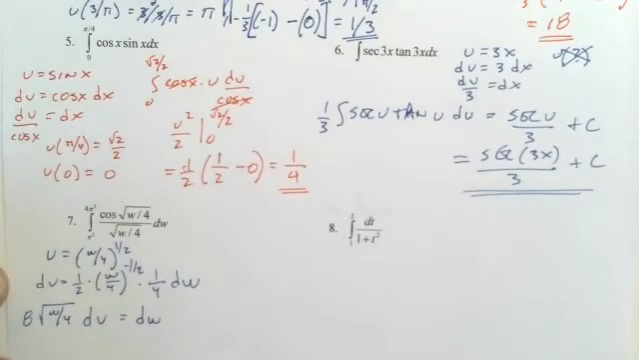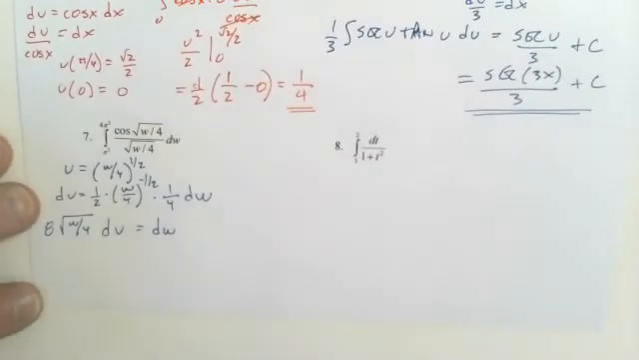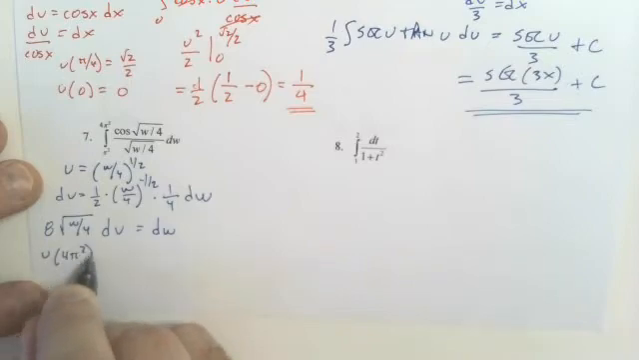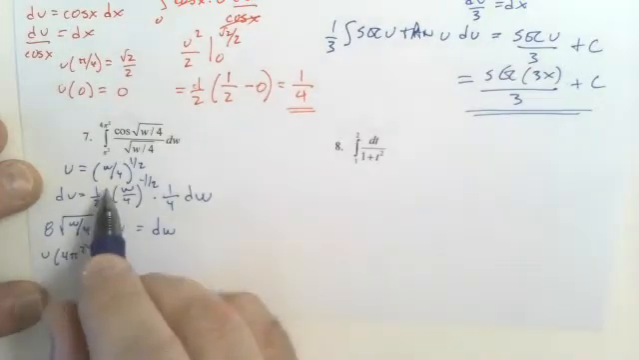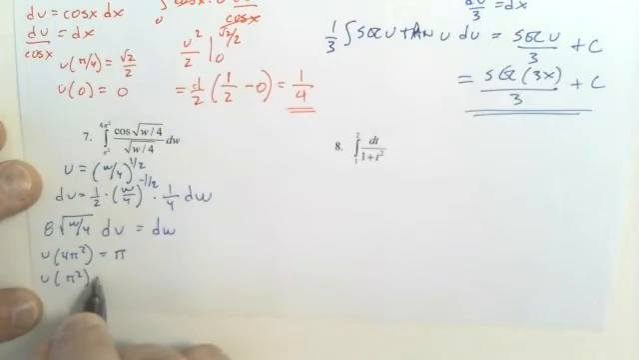If I lose anybody in that step, you just slow down and write it out on a separate sheet of paper. Not my desire to make it too complicated, but we do have to keep things moving. u of 4 pi squared: the 4 is canceled, pi squared over 2, and it's pi. u of pi squared, we get pi over 2.